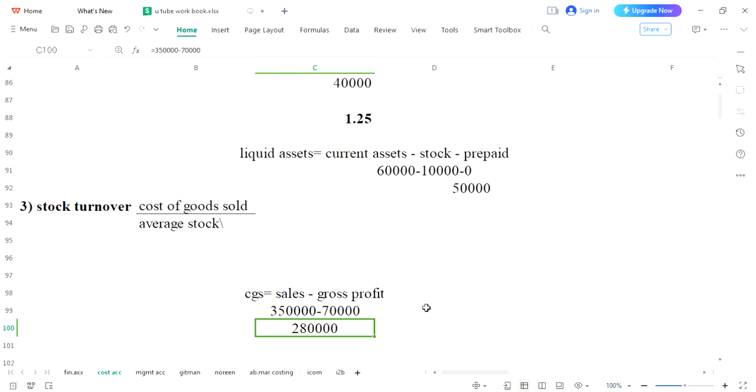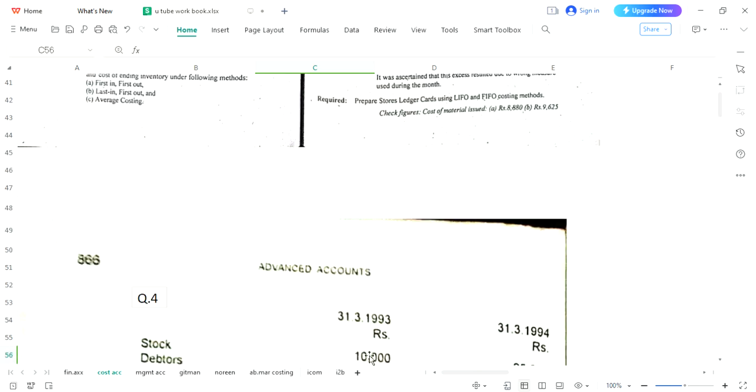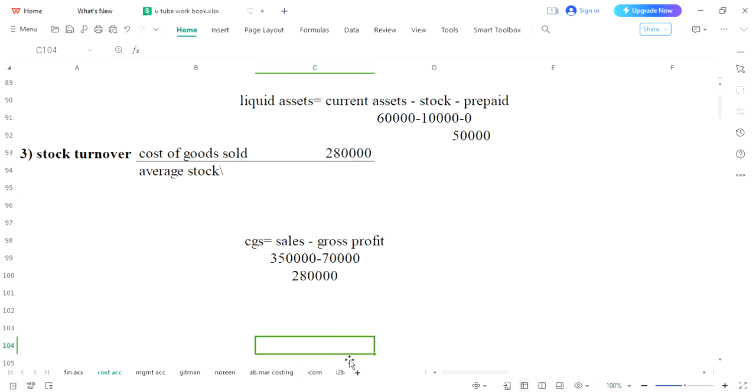So guys, we have calculated cost of goods sold. Look here, in the stock turnover formula we need cost of goods sold, and indirectly with the help of this formula we have calculated 2,80,000 as cost of goods sold. That we can put over here, 2,80,000. Let's put a divisor over here, and now we need average stock. Since this is the first year, you do not need to calculate average. For the first year, average stock is not calculated, only stock would be put, and stock is 10,000. So let's put 10,000 over here.